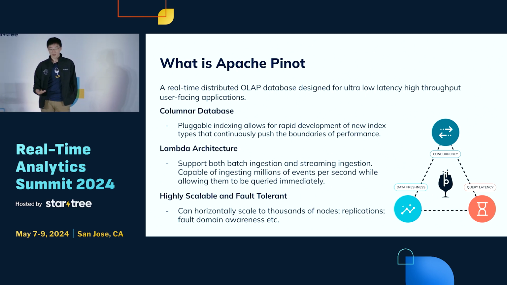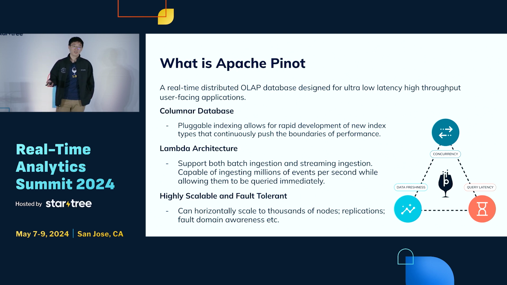It also takes the Lambda architecture, which means it supports both batch ingestion and streaming ingestion. Right now, it's capable of ingesting millions of events per second, while all the data becomes queryable immediately. It's also highly scalable and fault tolerant, meaning we have seen use cases where a single table can be scaled to thousands of nodes because the table itself is probably petabytes of data. It can be arbitrarily replicated, and it also has fault tolerance with fault domain awareness.